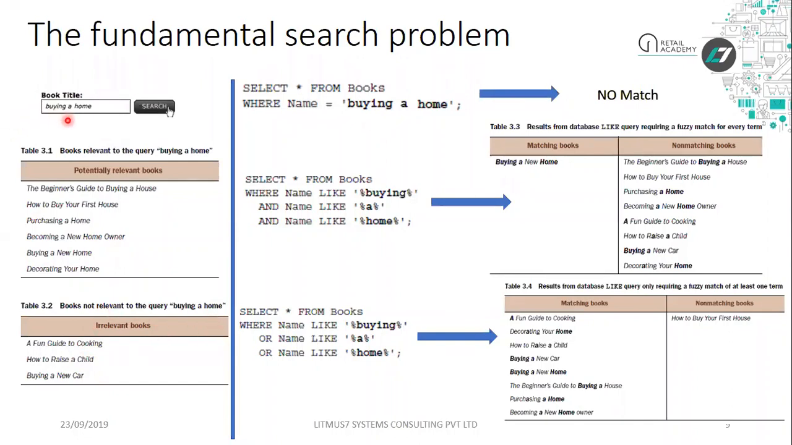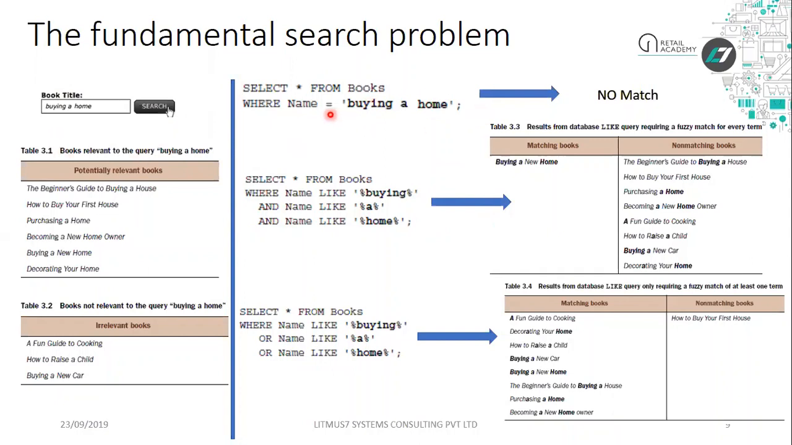If you want to implement this search functionality, like when you search for this particular buying a home search term and you want to list all the books having it in the title, how can we implement this scenario? Whether it's possible to implement this using a relational database or any database is something we are trying to analyze here.